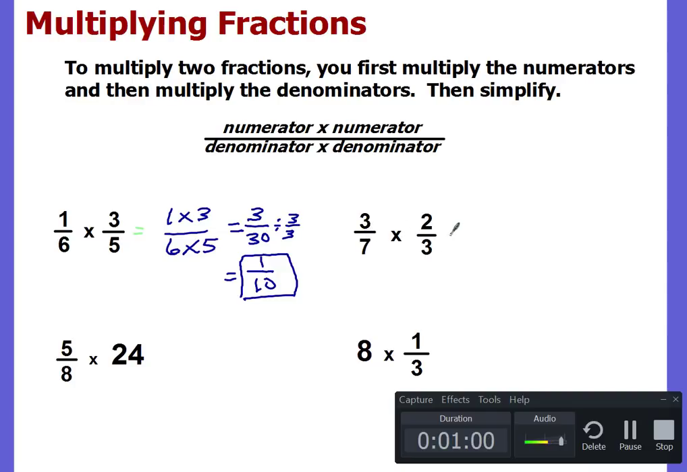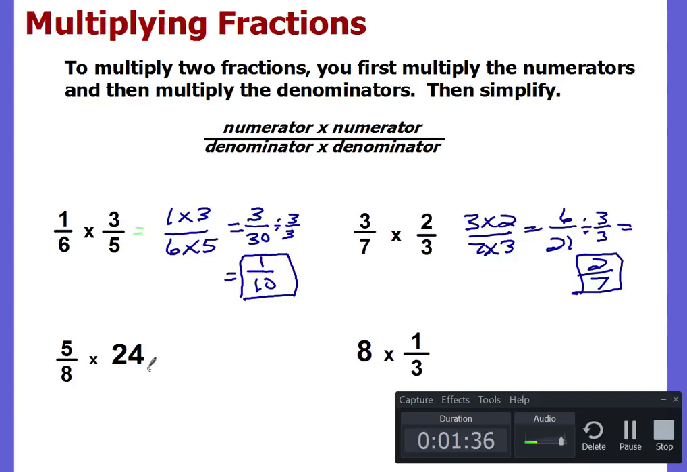3/7 times 2/3. Again, you're going to multiply the numerators together. Now, if it helps you to actually write this out, in this case 3 times 2 over 7 times 3, then you can continue to do so. If that's something that you don't need to do and you can just multiply the numerators together, that's fine. Okay, so 3 times 2 is 6, 7 times 3 is 21, 6 over 21, but we can divide both by 3, and our final answer would be 2/7.